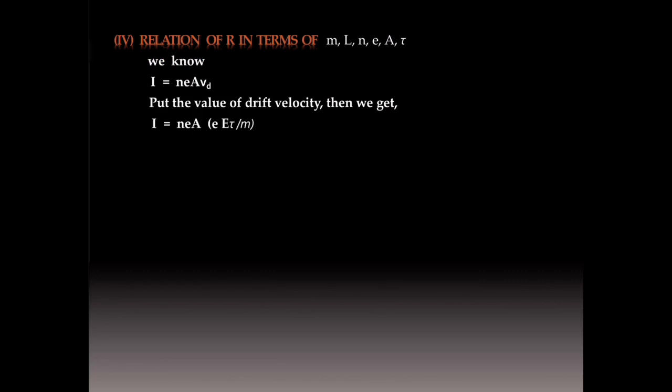Now again, an important relation: resistance in terms of m, l, n, e, A, tau. So we know I is equal to n e A v_d. If we put the value of drift velocity, we will get I is equal to n e A in bracket eE tau by m, because the drift velocity relation is eE tau by m. So after putting the value, we will get I is equal to n e square A V tau by m l, because E is equal to V by L, potential difference upon length.